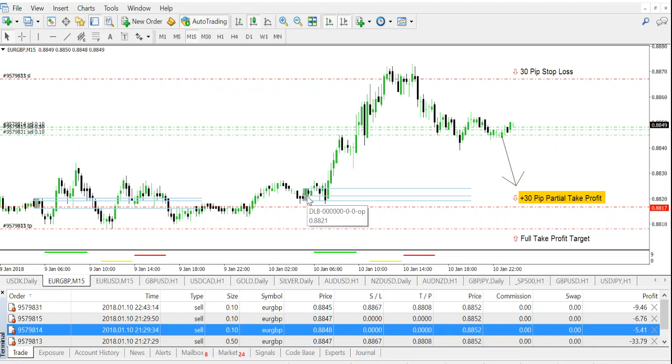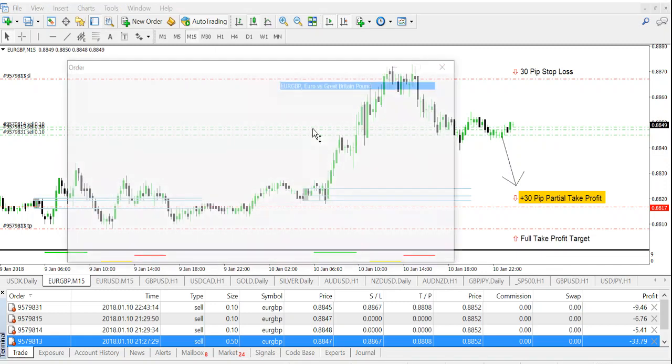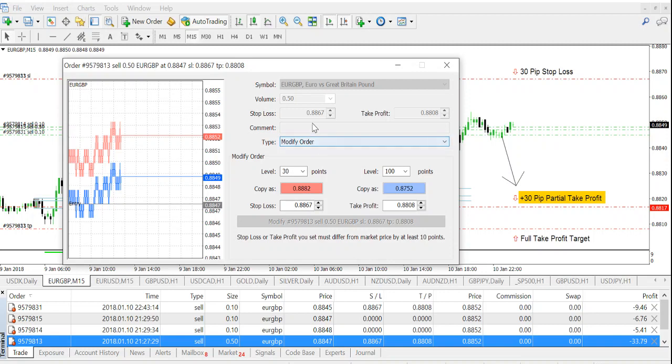So let's say, for instance, we've entered a short position here. The trade is trading against us right now. It doesn't really matter, this is just for example. But if the trade is 30 pips in profit and we want to take some off the table to pay ourselves, we can do one of two things. We can either come down here to our order and double click it, and the order window pops up, or we can just double click right on the order itself, on the entry line, and we can modify the order from there.